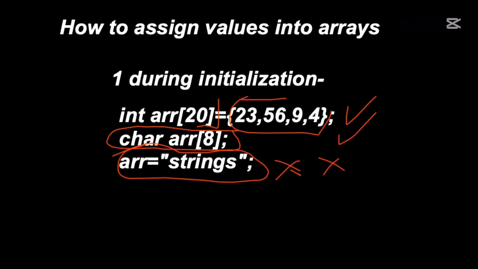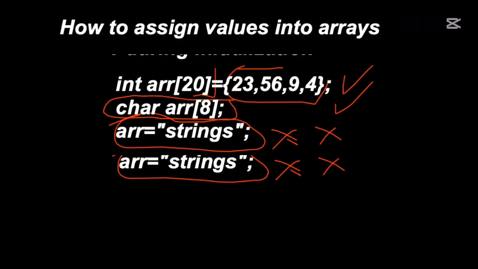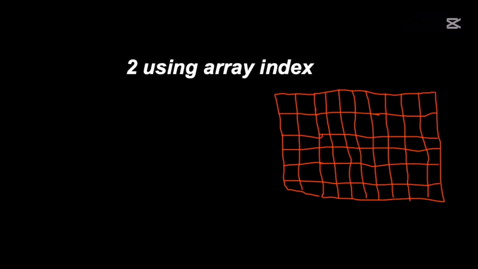So the next one is using array indexing. Since we're only allowed to assign values during initialization, what if we want to declare an array and assign later? So let's say for example I want to assign later on, so I don't want to assign during initialization. I want to open an array and then assign later.